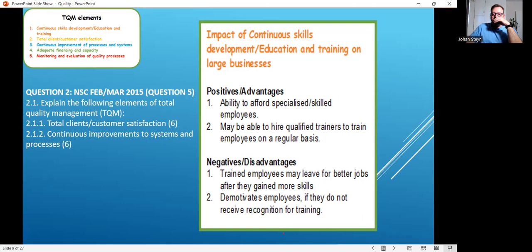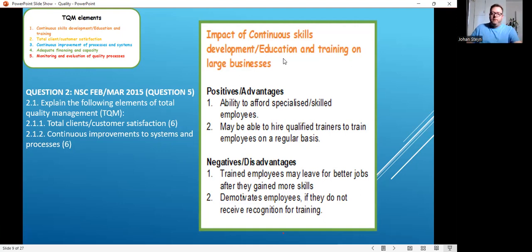So, impact, advantages, disadvantages. What is it? Why do we do it? That's kind of the idea. As soon as you hear the word impact, what will the business need to do? Why is it a good thing? So what is the positive impact of continuously training people?